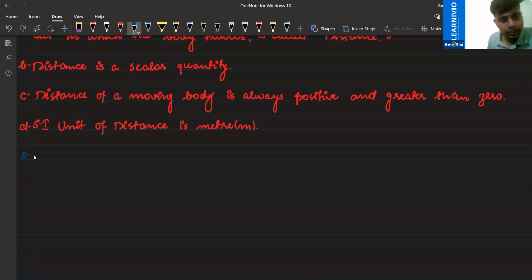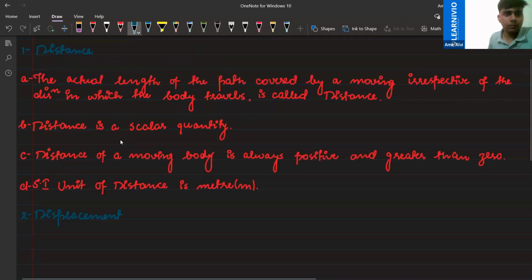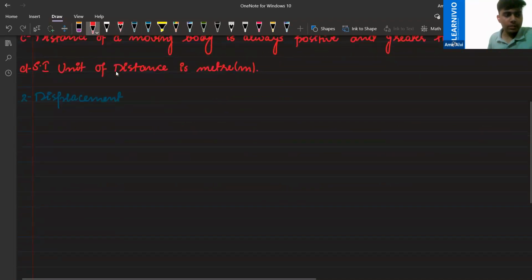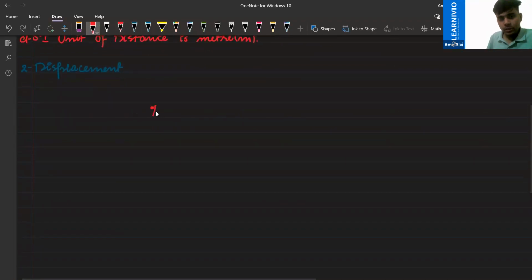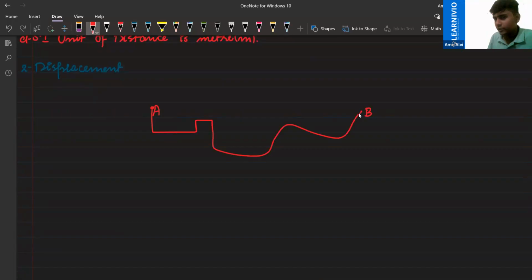Now let's talk about displacement. Let's talk about what displacement is. Suppose this is point A and this is point B, and you've taken a path to go like this. It could be any path. So this is the actual path, with turns and curves and left and right. Yes or no, everyone?